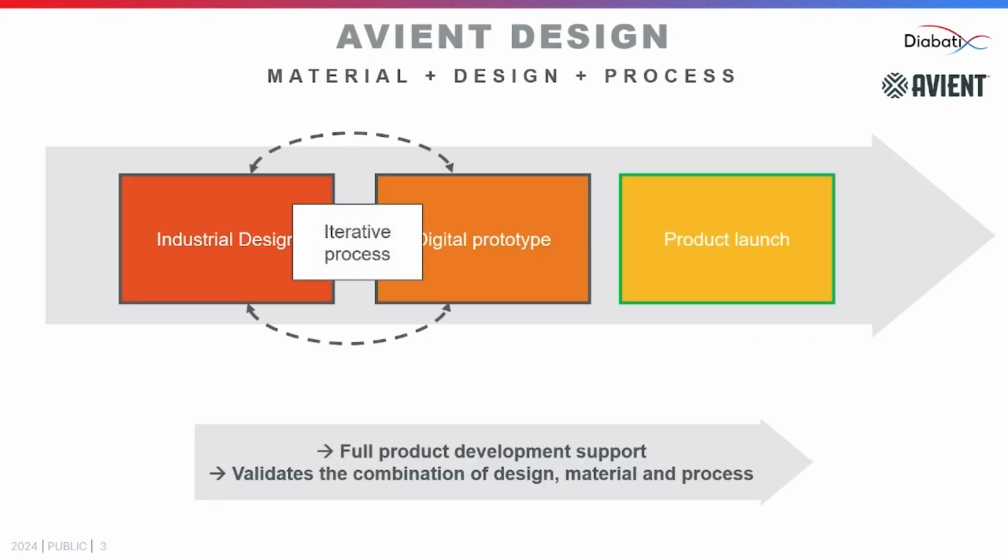So finally, what does Avient Design do? The team supports the customer during all its product development and is willing to evaluate the combination of design, material, and process. So it starts with the design by developing different geometries that meet the customer expectations.